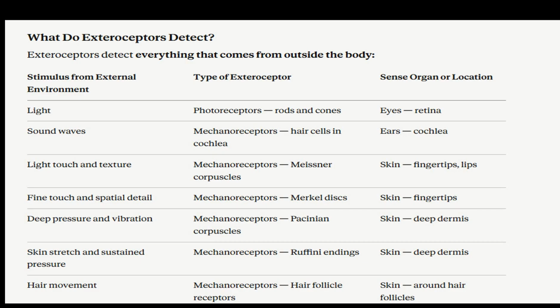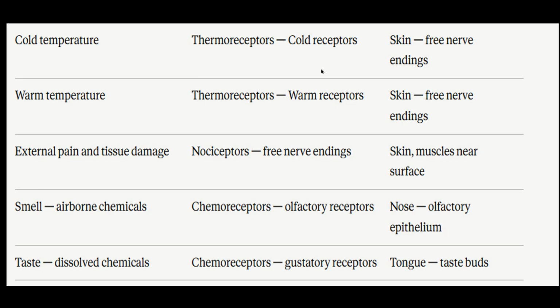And after that we have hair movement, and for hair movement we have mechanoreceptors like hair follicle receptors, skin around hair follicles. So these are the things. Similarly, for cold temperature we have thermoreceptors, cold receptors present at skin nerve endings. Warm temperature, we have warm receptors, skin free nerve endings. For external pain and tissue damage we have nociceptors. A nociceptor is also known as a pain receptor, okay, in skin, muscle near the surface.